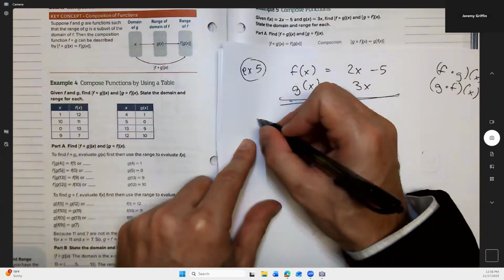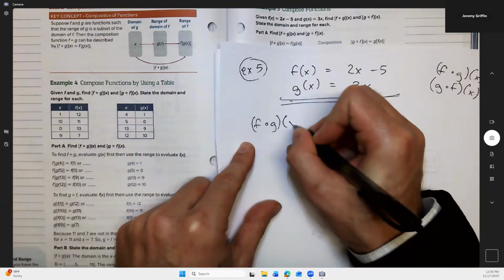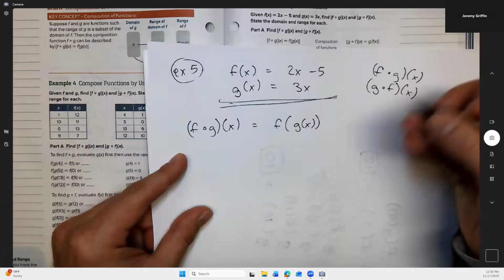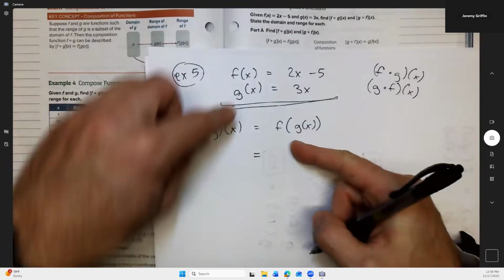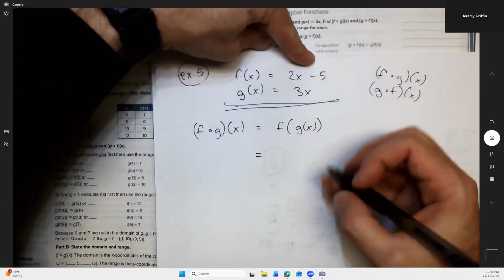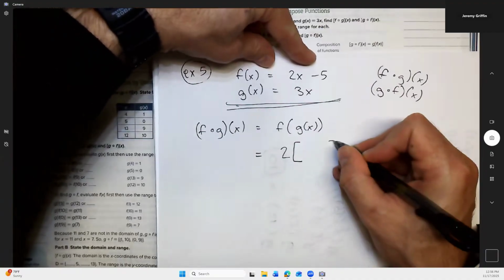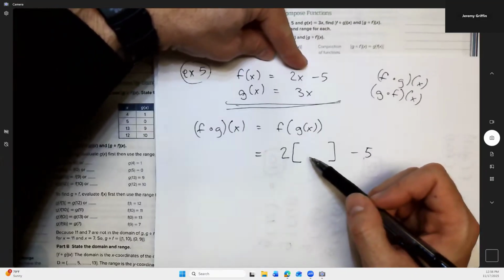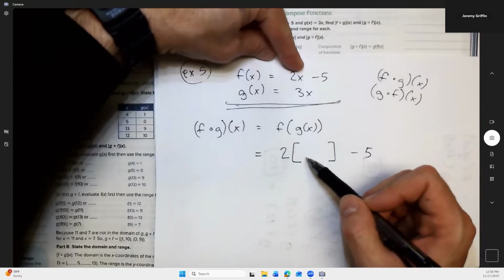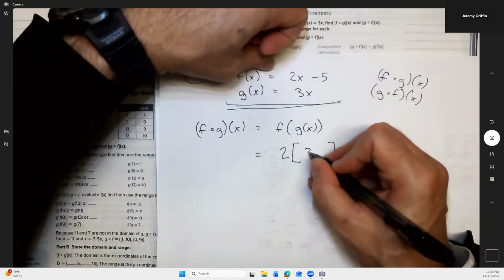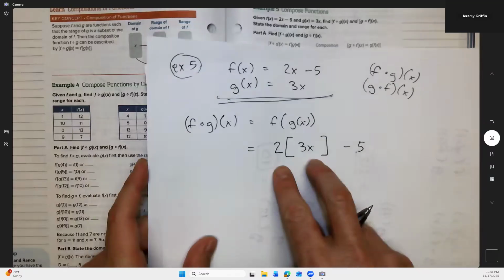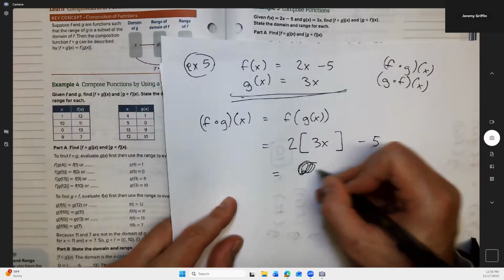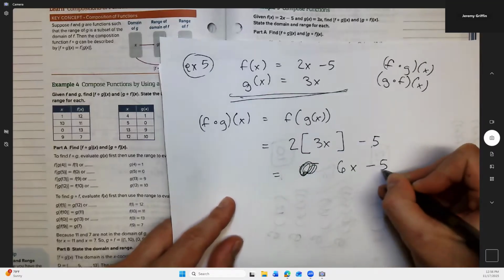So let's start with f of g. F of g of x, or how I might prefer to think of it, f of g of x like this. It's the same thing, just weird notation. We're going to take f of something. Now, f of something is 2 times that something minus 5. But it's not an x that goes here anymore. It's all g of x, which is 3x. So multiply this out. This would be 6x and then minus 5. So 6x minus 5. There you go.